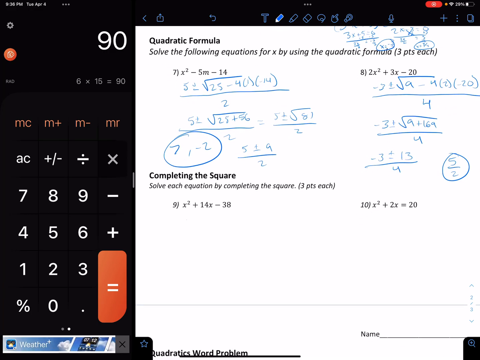It's completing the square. So I have x squared plus 14x. Remember, I move that to the other side and leave a blank there. Then I take half of the second term, so half of b, and square it. So 7 squared is 49. And I add it to both sides. Okay, then I combine like terms.